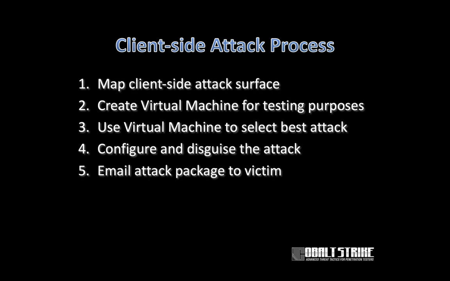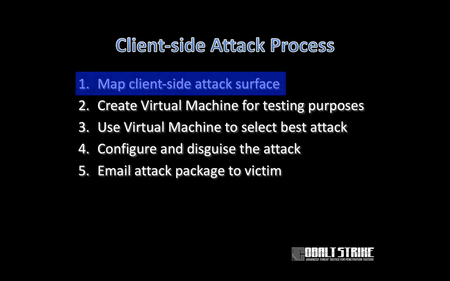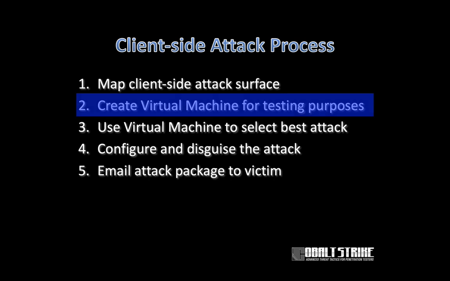Here is the client-side attack process as I see it. The first step is to map the client-side attack surface. This is your open source intelligence gathering. This is any kind of active and passive reconnaissance you do. But the main idea is understand as much as you can about your target before you fire anything. Step 2. I recommend that you create a virtual machine informed by your reconnaissance for testing purposes.